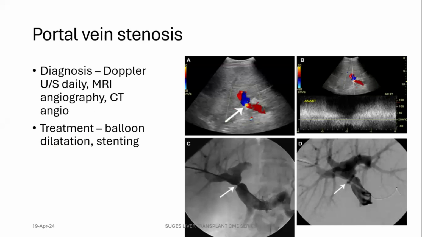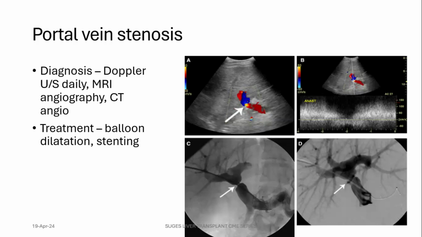And when you're diagnosing it, it's mainly by radiological imaging. So you have to be able to differentiate. Radiological imaging will help differentiate whether the patient has a stenosis or a thrombus. And here, these are some images of what a portal vein stenosis can look like.